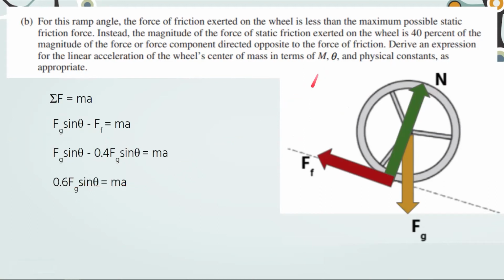Now let's solve for acceleration. First, we can expand Fg to be 0.6 mg sine theta, as force of gravity is equal to mg. Now we can divide mass on both sides to solve for a, which would be 0.6 g sine theta.